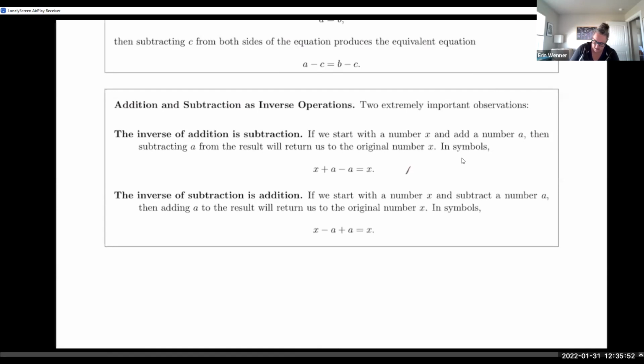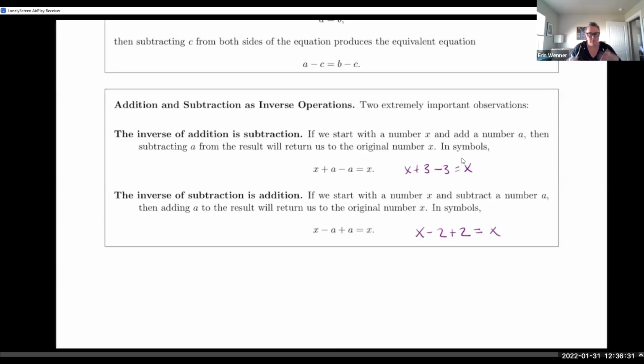So let's say we had x plus 3. When I subtract 3, it's just going to equal x, because adding 3 and subtracting 3 cancel each other, and that's why we're left with just x. And then the inverse of subtraction is addition. If we start with the number x and subtract a number a, adding a to the result will give us the original value back. So if I had x minus 2 and then I added 2, the plus 2 cancels out the minus 2, and again we're just left with x as our answer.